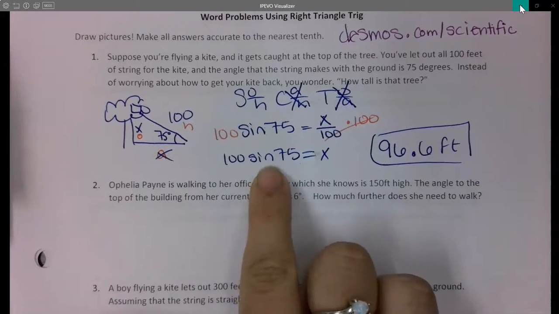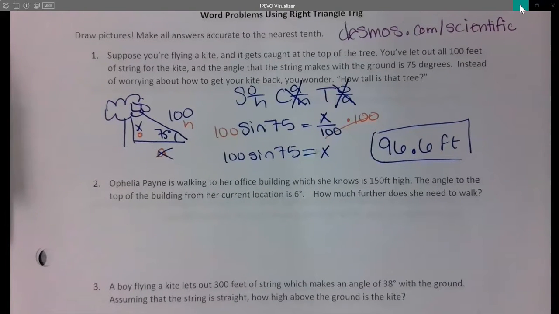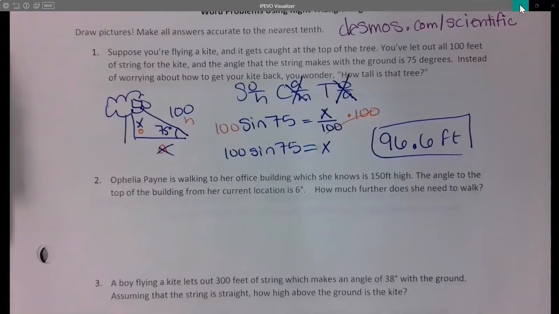Yeah, I just type 100 sine 75 and then it comes up automatically. Any other questions here?